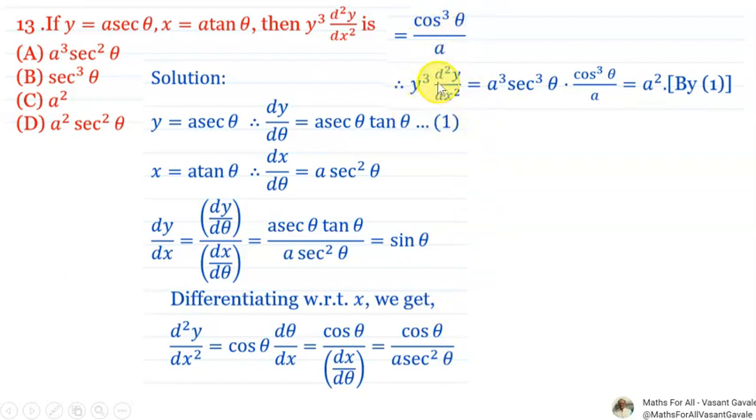Okay. Therefore, y cube into d2y by dx square is equals to a cube into sec cube theta. This is the value of y cube. What is the value of y? It is a sec theta, its cube is a cube into sec cube theta into cos cube theta divided by a. And this is normal simplification: sec cube theta cos cube theta gets cancelled, a square upon a, you will get here a square, and hence the option C is the correct one. Next example.